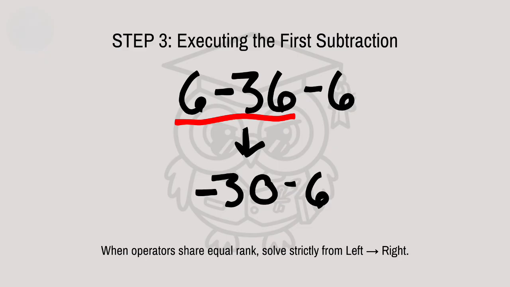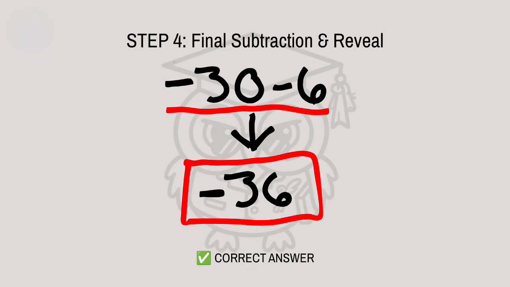This leaves one final subtraction step, negative 30 minus 6. Now let's perform the final subtraction step to complete the problem. Subtracting 6 from negative 30 results in exactly negative 36.